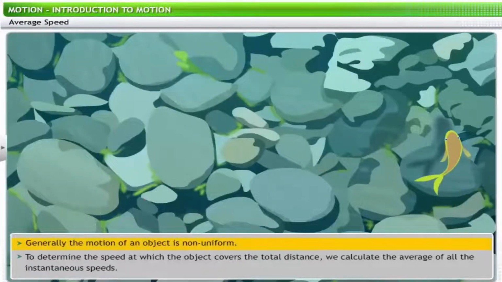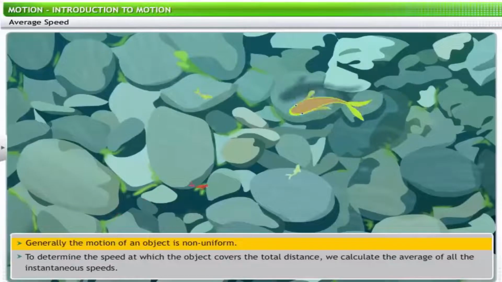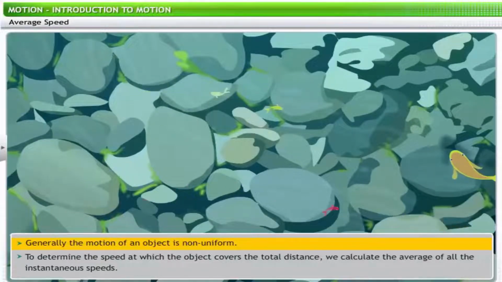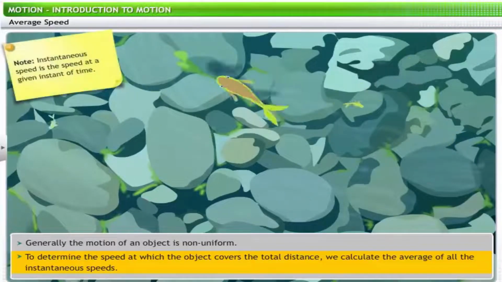However, generally, the motion of an object is not uniform from its starting point to its final destination. Its speed varies at different points or stretches in the journey. In such cases, to determine the speed at which the object covers the total distance, you may need to gather data on the speed of the object at each instant when it is in motion, and then calculate the average of all these instantaneous speeds.